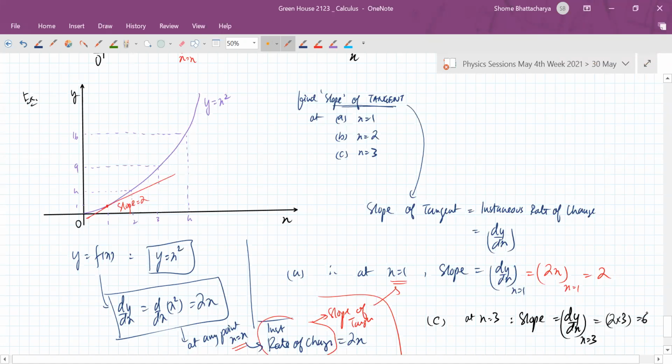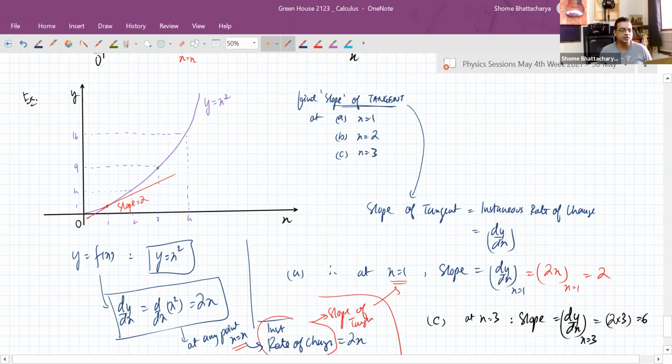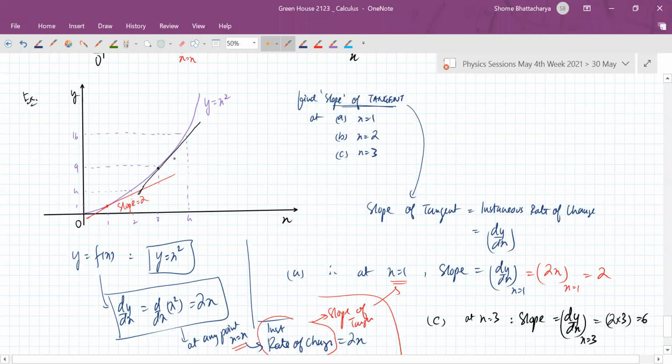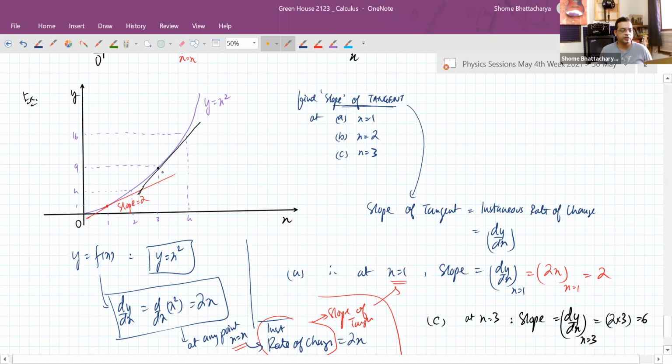You can see in the graph that the point 3 is such that when I draw a tangent at this point, the shape of the graph is such that the slope is greater. It's a much steeper slope. So even without doing this calculation, I could have told you by looking at the graph that the tangent at the point 3 should have a much larger slope than the tangent at 1. But now differentiation is telling me numerically how much that slope is. It's not just telling me that it's more here or less over there.